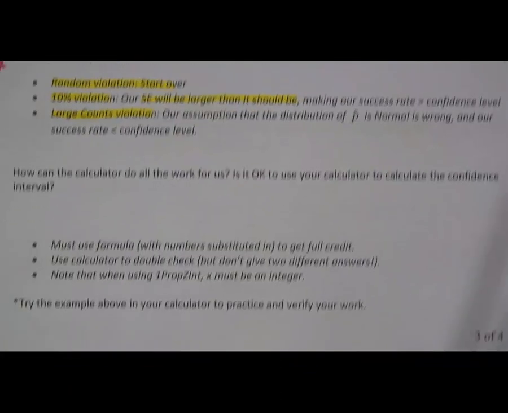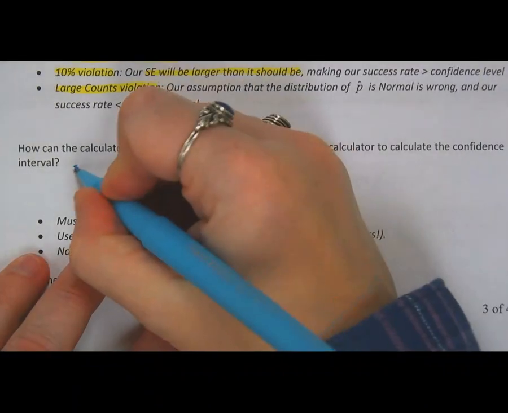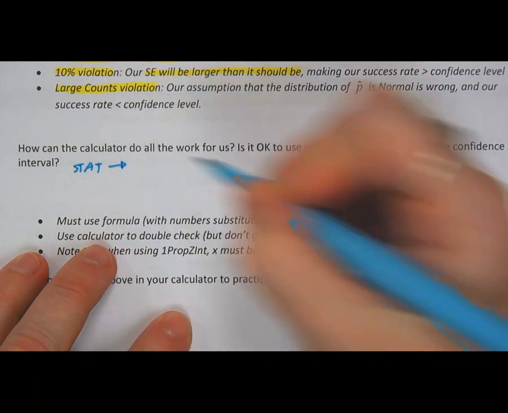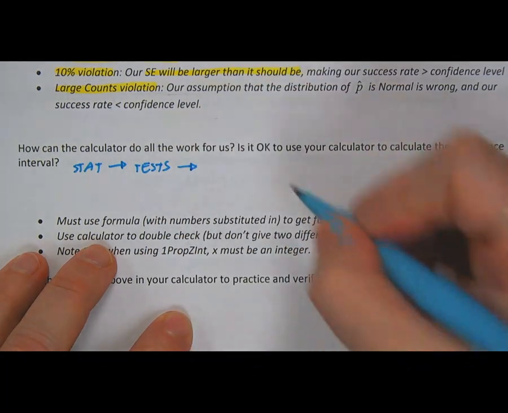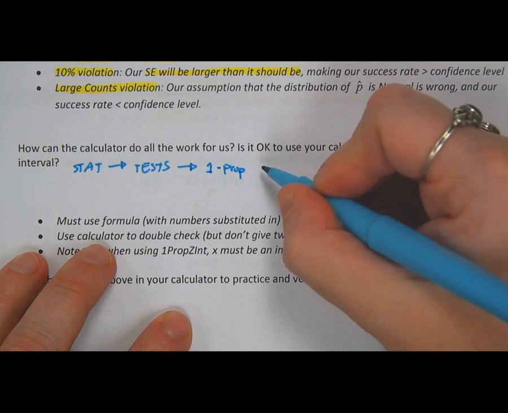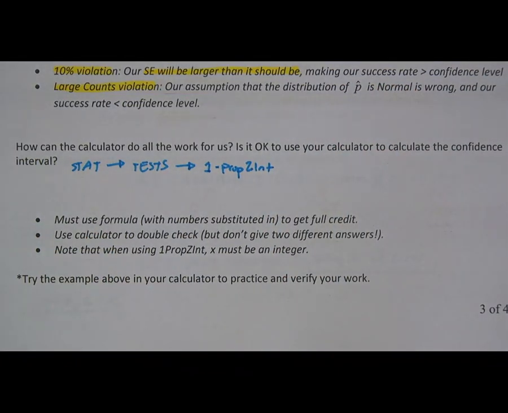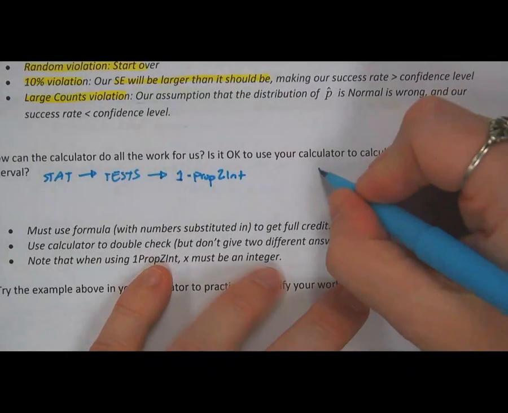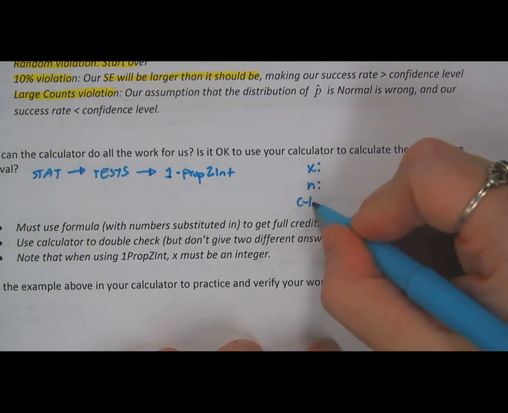I am going to show you right now, though, if you're interested, how the calculator can come up with the confidence interval for you. Is it okay to use it? Yes, you can. Here's what you're going to do. You're going to go to Stat, Tests, and you're going to be sure you pick the one that says 1-PropZInt, the interval. And it's going to ask you for three things. It's going to ask you for an x value, an n value, and a C level.